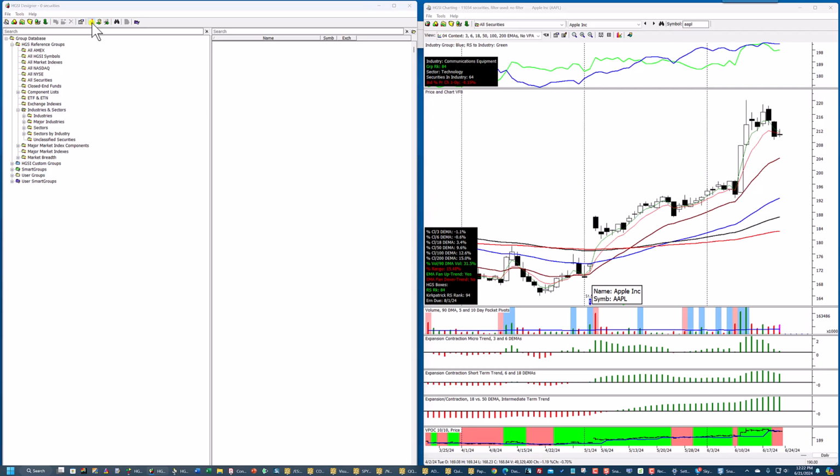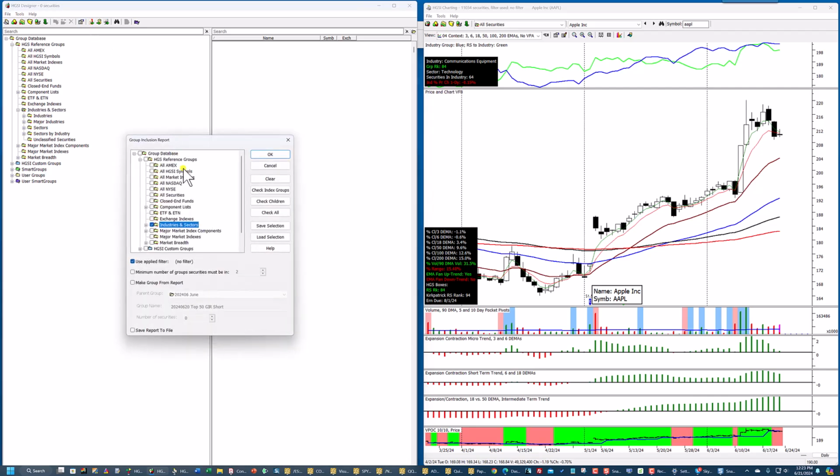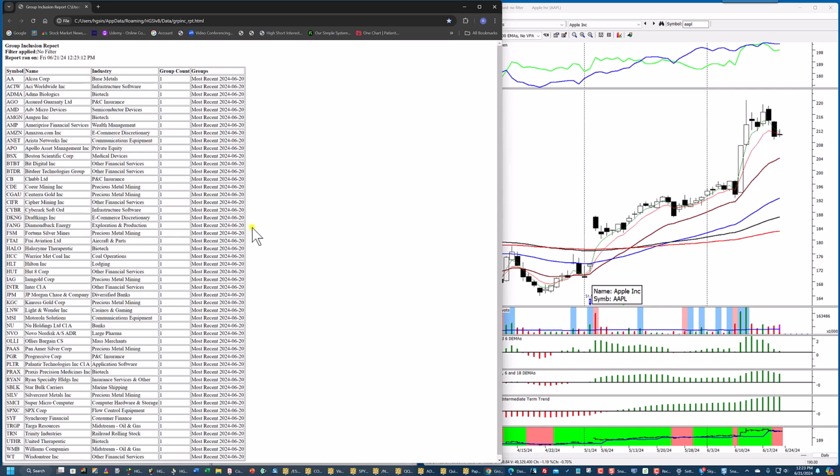Okay, I'm going to click on the group inclusion report. I'm going to clear that. I'm going to go to the top 50, the most recent. Just click on that, and if I just make an HTML page with today's group, it's just going to show it like this. It's going to give the symbol, the name, the industry, and the date. And there's only one group count here, of course.